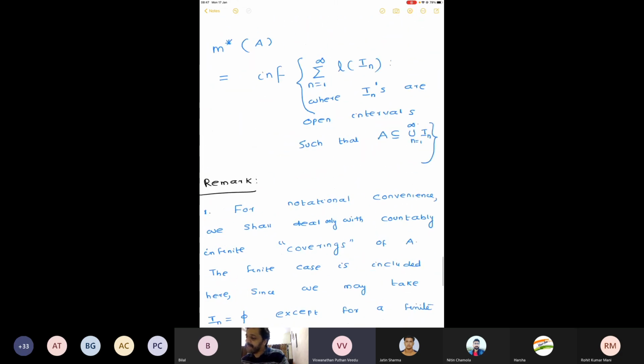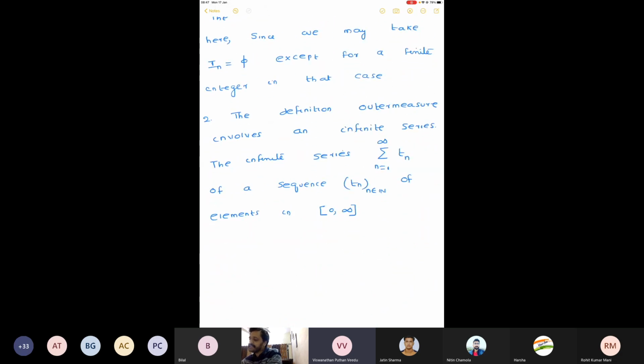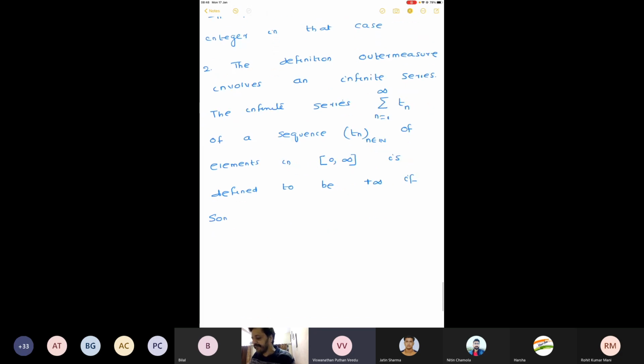If you see it, it is summation of L of I_n. This L of I_n can be any non-negative real number and it can be infinity as well. So we are dealing with series of the form summation n equal to 1 to infinity T_n, where the T_n's are elements in [0, infinity]. The infinite series of such a sequence is defined to be plus infinity if some T_n is equal to infinity.